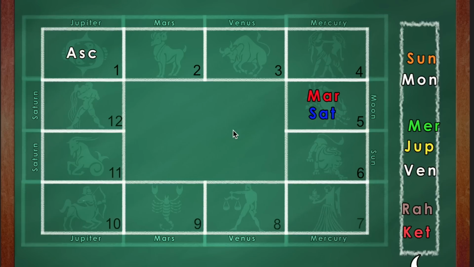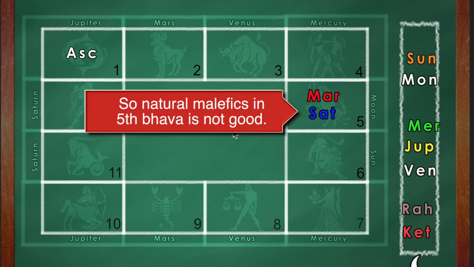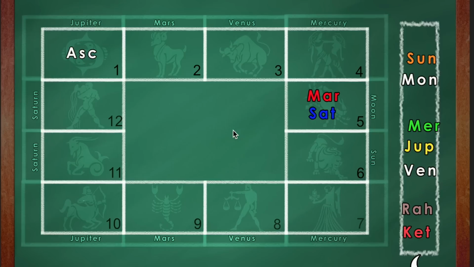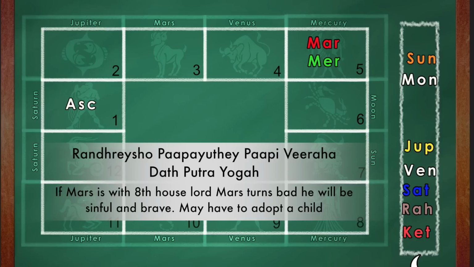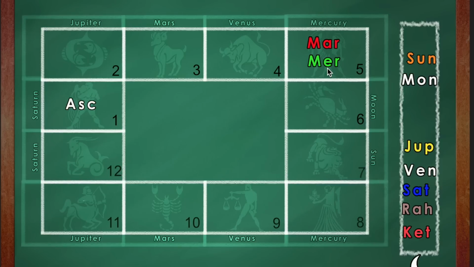If the fifth house is beneficially placed, you have more merits carried forward from your past life. If the fifth house is afflicted, or if the fifth lord is really weak and afflicted, then the person has brought forward only more of demerits into the current life. The last condition that applies is Randresho Papayute Papi. Papi means a sinful person. So this is possible if this kind of a Mars joins the lord of the 8th house. In this example, you know that the 8th lord is Mercury, because the 8th house is ruled by Mercury. A Mars in the 5th is associated or afflicted further by the 8th lord. Then the person will be a brave person but may be childless, forcing the person to adopt a child.